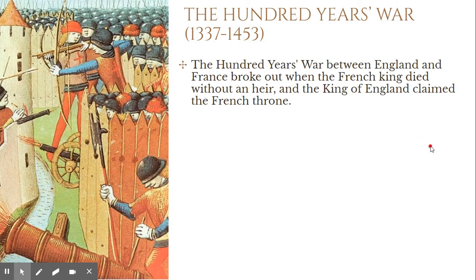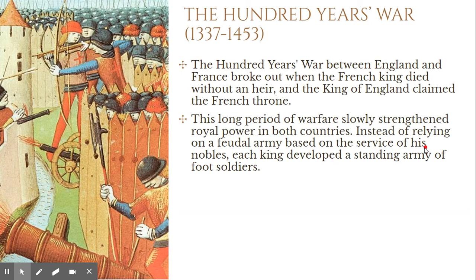So another thing that wiped out the Middle Ages was the 100 Years' War. In the 100 Years' War between England and France, when that broke out, what happened is the King of France died. And since he did not have an heir to the throne, the King of England just said, okay, I'm now the new French king also. So they're going to go to war against each other.